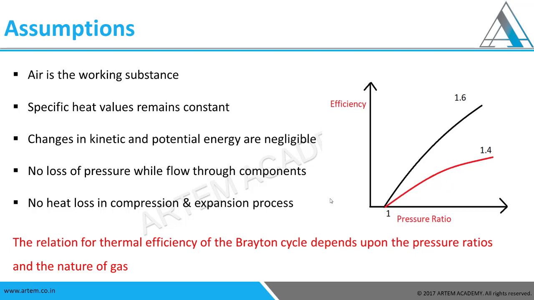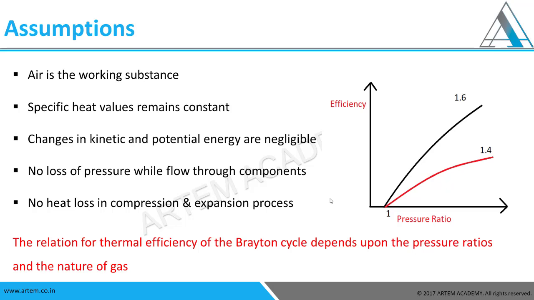Now, before moving forward, let's look at some of the assumptions because those are very important and create a boundary through which we can operate and use the formulas that are derived. So, air is the working substance. We are using air as the fluid in this cycle. Specific heat values remain constant. For example, we are moving through different temperatures, and in real life, specific heat values generally change with temperature. But for the ease and for the derivation, we have taken specific heat values as constant.